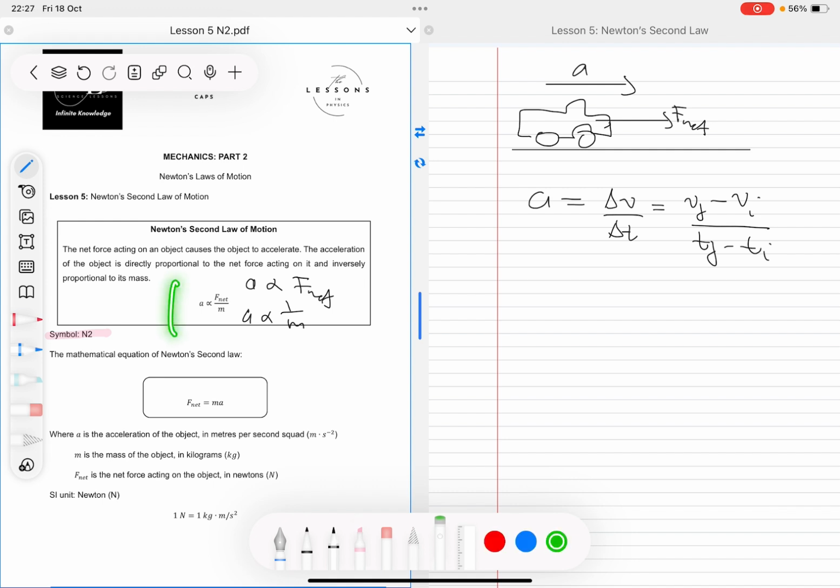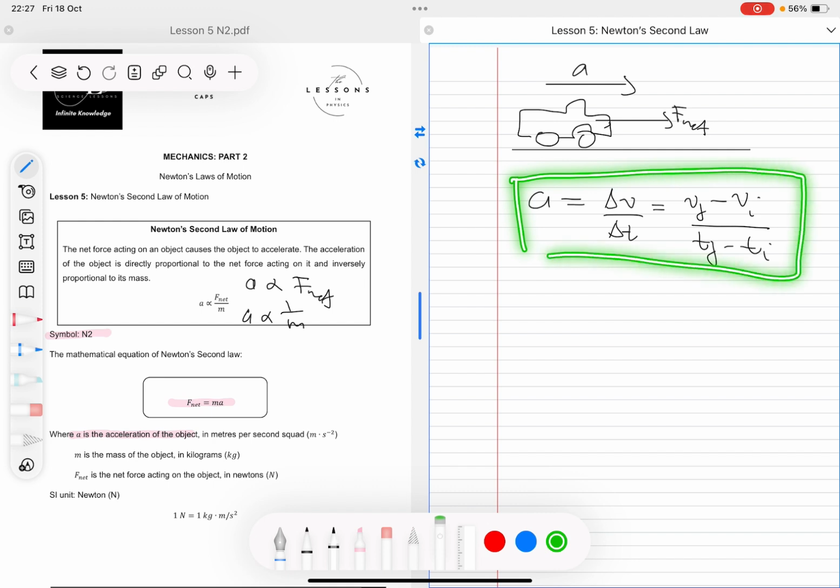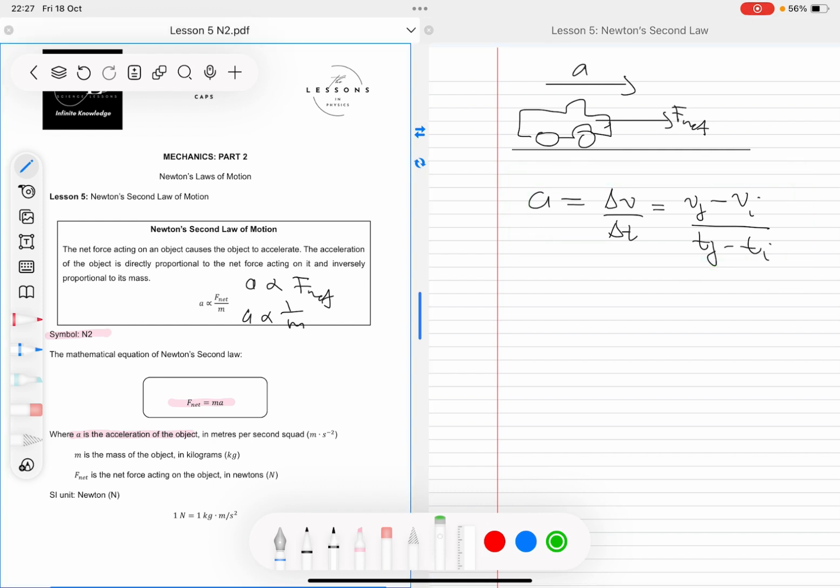This relationship that I've explained here, the direct proportion and inverse proportion between the acceleration and the net force and the acceleration and the mass, can be written mathematically as an equation that says the net force is equal to m times a, where the a stands for the acceleration, as I've defined it here, the rate of change of velocity. So this means the acceleration is measured in SI units of meters per second squared, or meters per second per second.